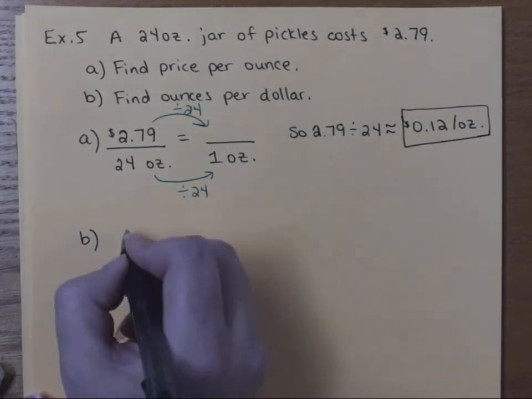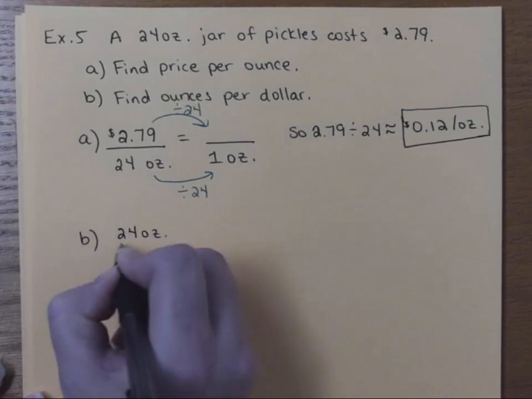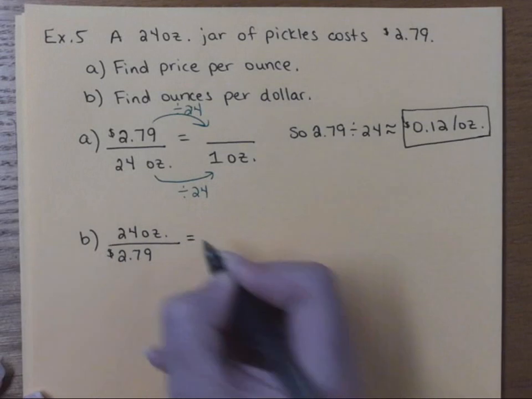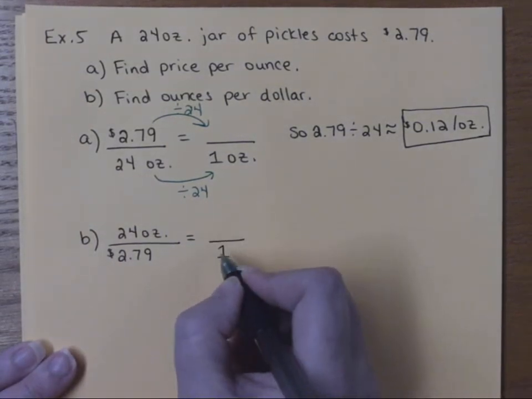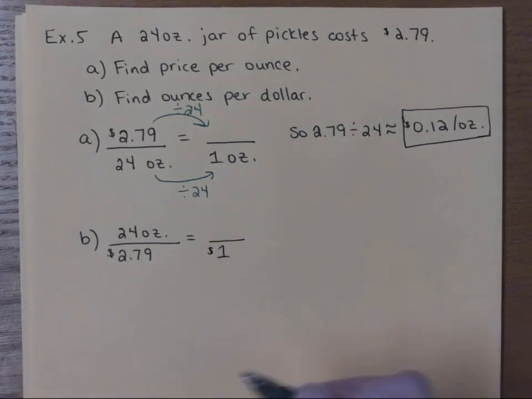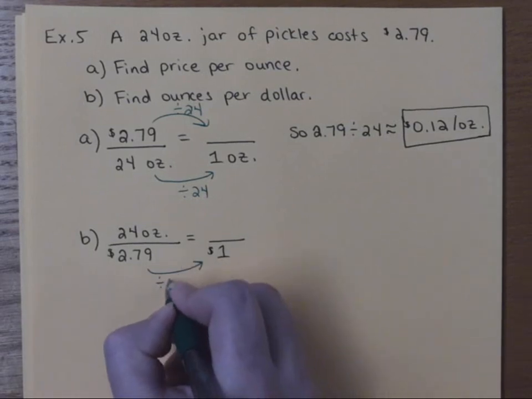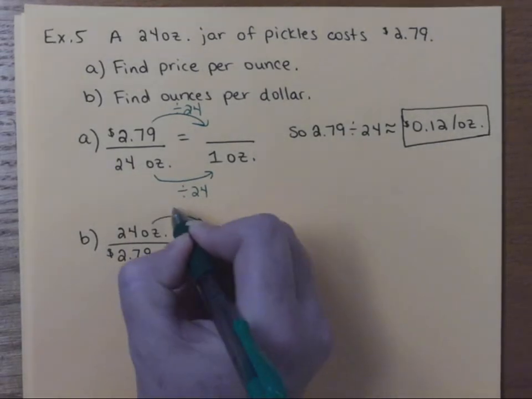But ounces per dollar would just be the other way, right? So we would do ounces compared to dollars. And notice the 1 would go with the dollars this time. So even though this is a little stranger, what could we divide $2.79 by that would give us $1? Well, you could just divide by itself, right? That's how you get 1. You divide something by itself.